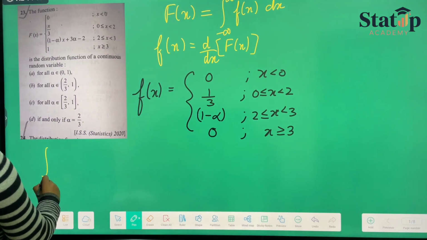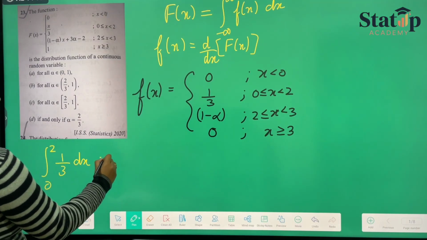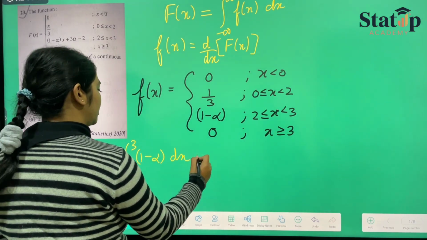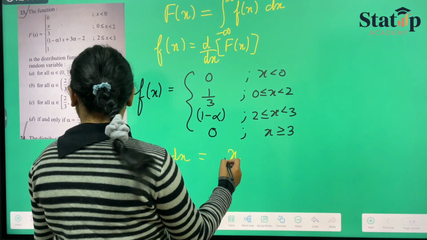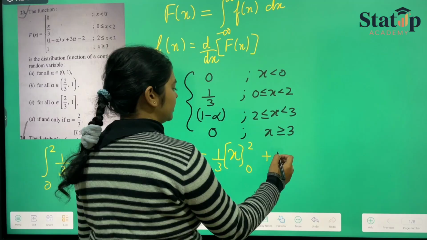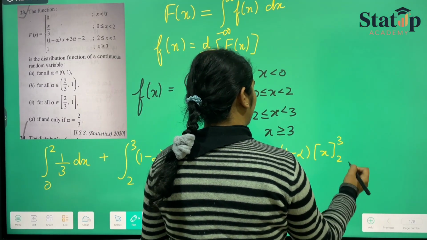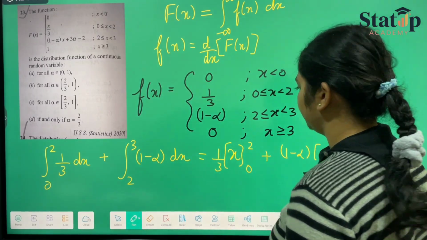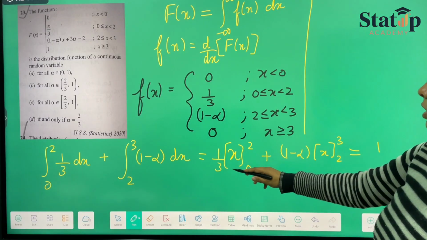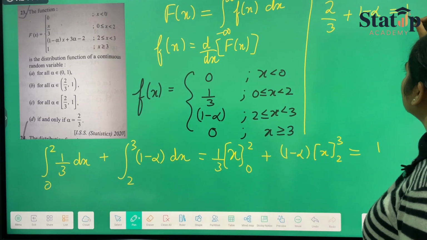Now the integration of the PDF from 0 to 2, 1 by 3 dx, plus 2 to 3, 1 minus alpha dx. It will be x by 3 with the limits 0 to 2 plus 1 minus alpha times x with limits 2 to 3, which should be equal to 1. The total should always be equal to 1. So if we put the values, it will be 2 by 3 plus 1 minus alpha is equal to 1.